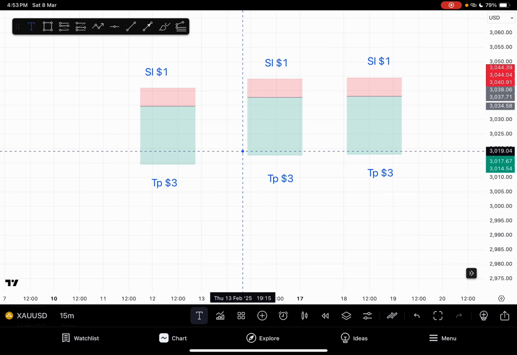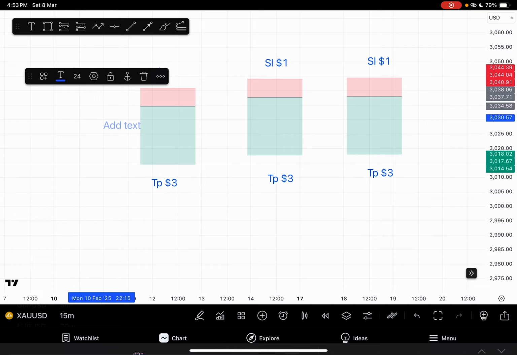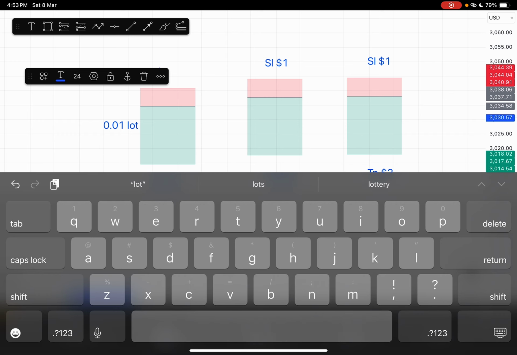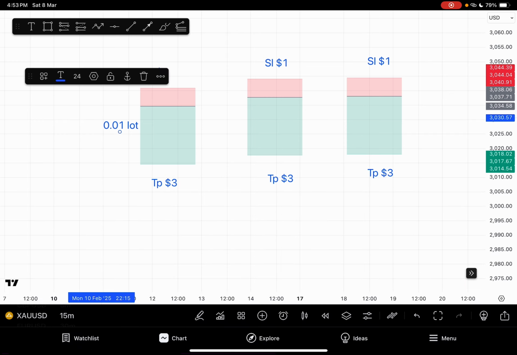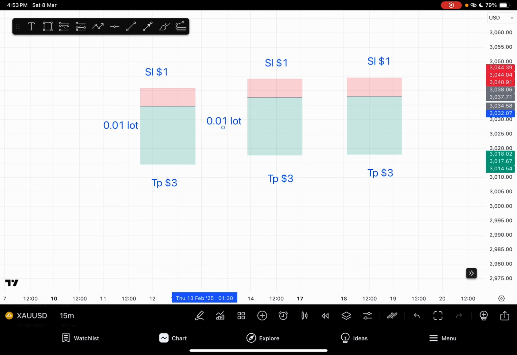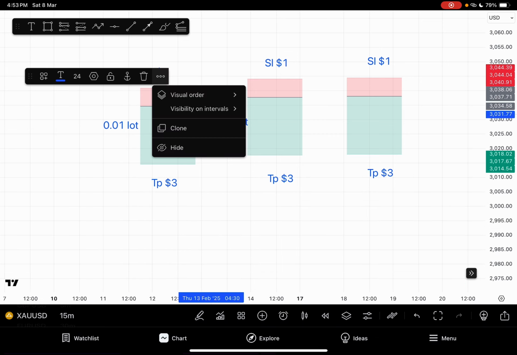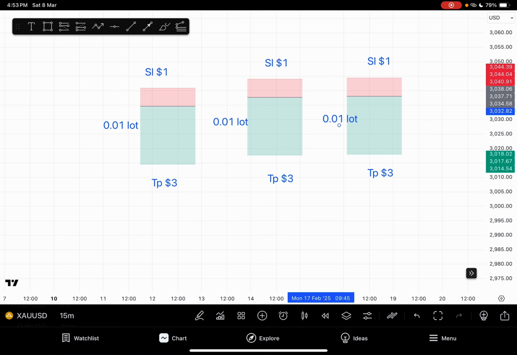And let's say for this first trade now, I use a 0.01 lot size. Second trade, I use 0.01 lot size. And the third trade, I use the same 0.01 lot size.